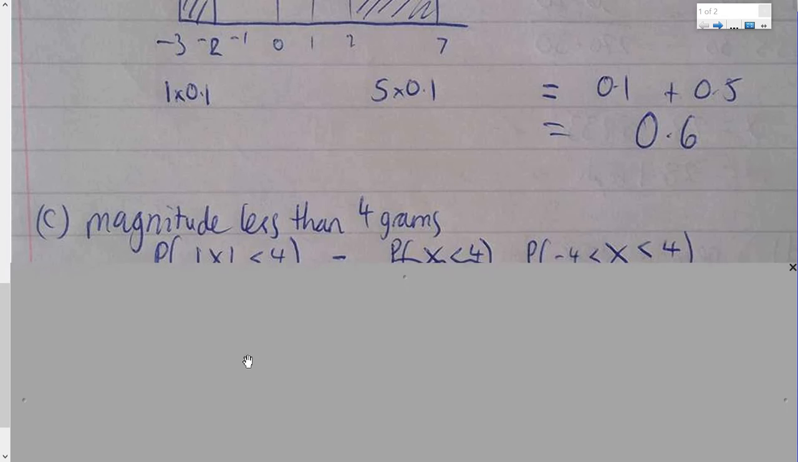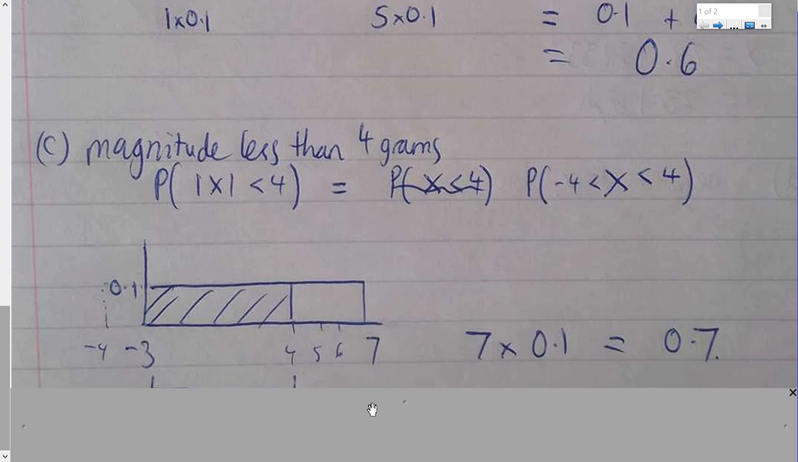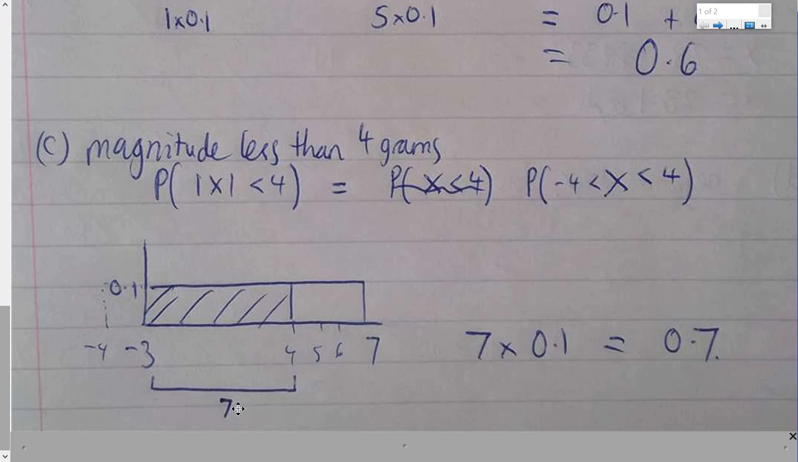Same for part C then. Magnitude less than 4 grams. So magnitude, the value of this, regardless of the sign, is smaller than 4. So rewriting that in probability notation, the x value has to be between +4 and -4. On the diagram, well, it doesn't go down as far as -4, it only goes down to -3. So we're going to include all of that through 0 up to 4. Gives me a base of my rectangle of 7, -3 up to 4, and 7 times 0.1 is 0.7, and those were those answers there for question 6.